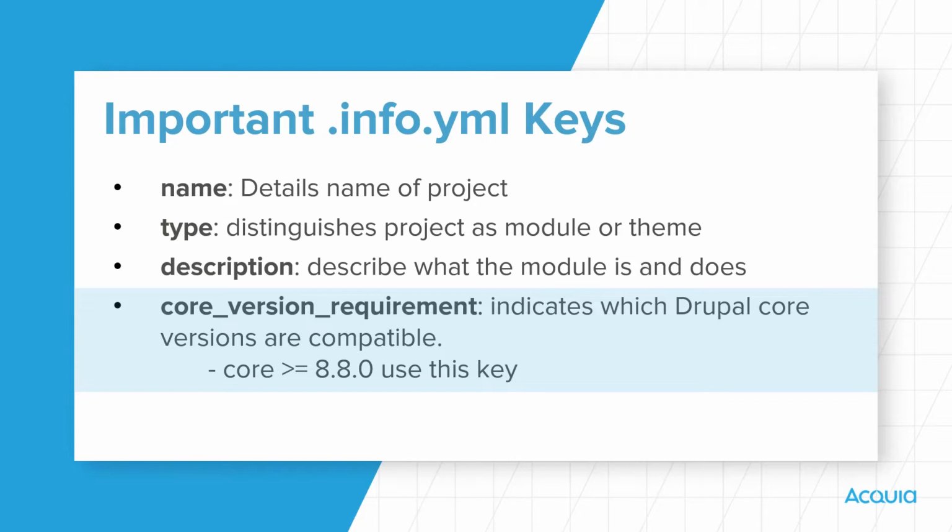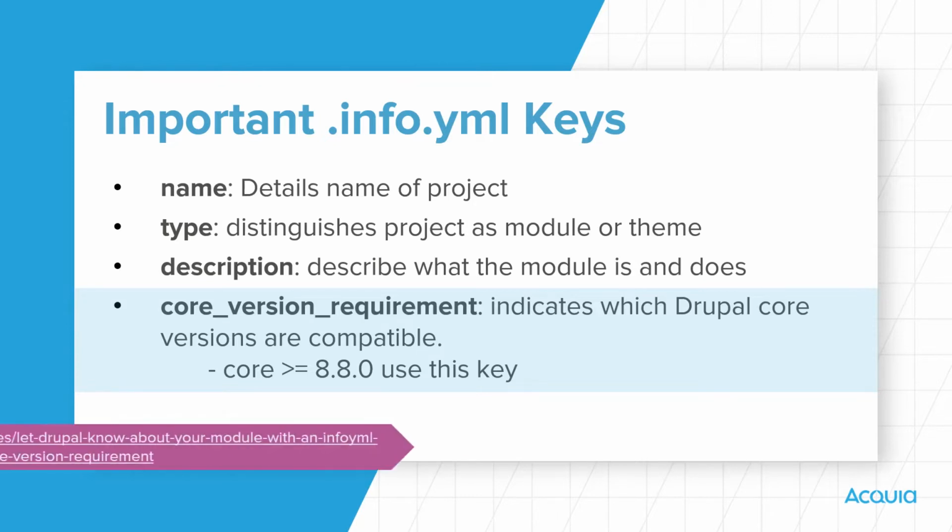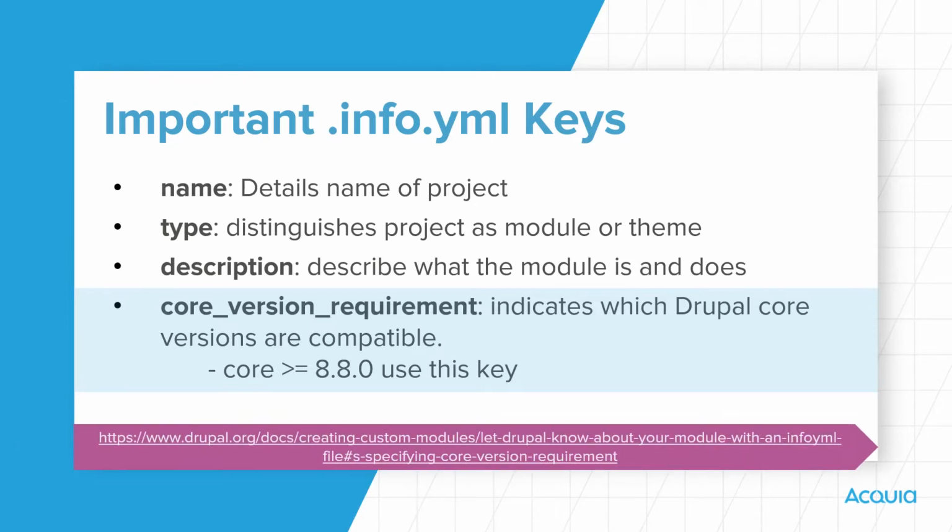Now, should you be developing code for an old version of Drupal 8, keep in mind that Drupal versions 8.7.7 and earlier should use the key of core. But for a module for any modern version of Drupal, 8.8.0 and later, use the core_version_requirement key. If needed, a link is provided to help you understand which core requirement keys are to be used in different situations.